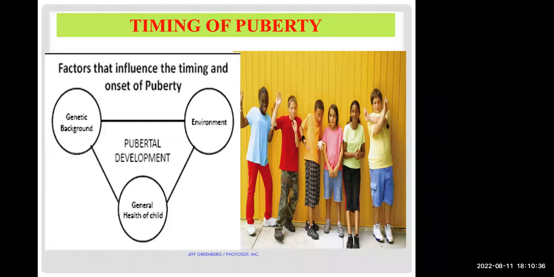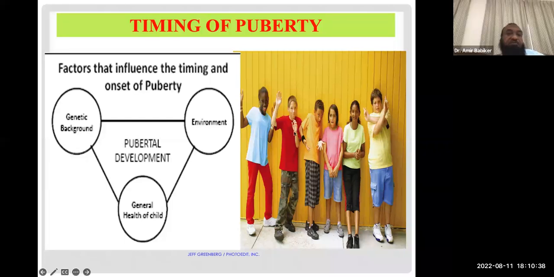Yes, we can see the cursor. Yeah, see the cursor.